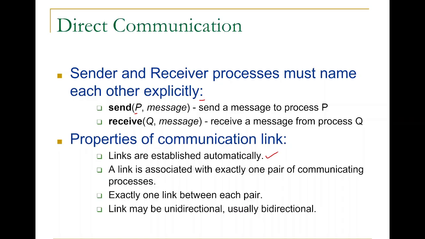A link is associated with exactly one pair of communicating processes, exactly one link between each pair, and a link may be unidirectional, usually bidirectional. Link may be unidirectional, that's just one way. It is usually bidirectional, which means you can send a message to another process. The other process can also receive it and tell you, I've received it, send you back a message. But there's also a possibility that while P is sending a message to Q, Q is also sending a message to P at the same time. So that's bidirectional. They can be communicating together. That's how the system works.